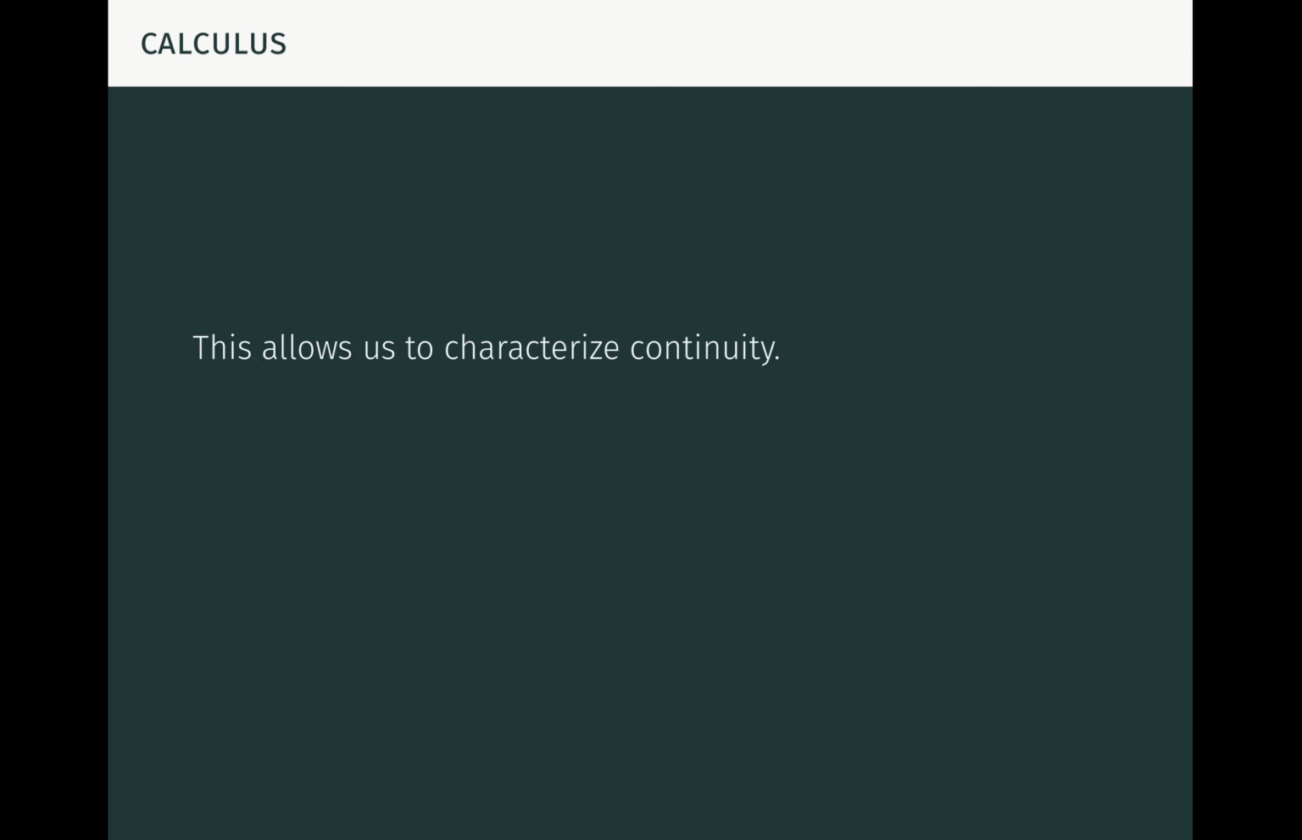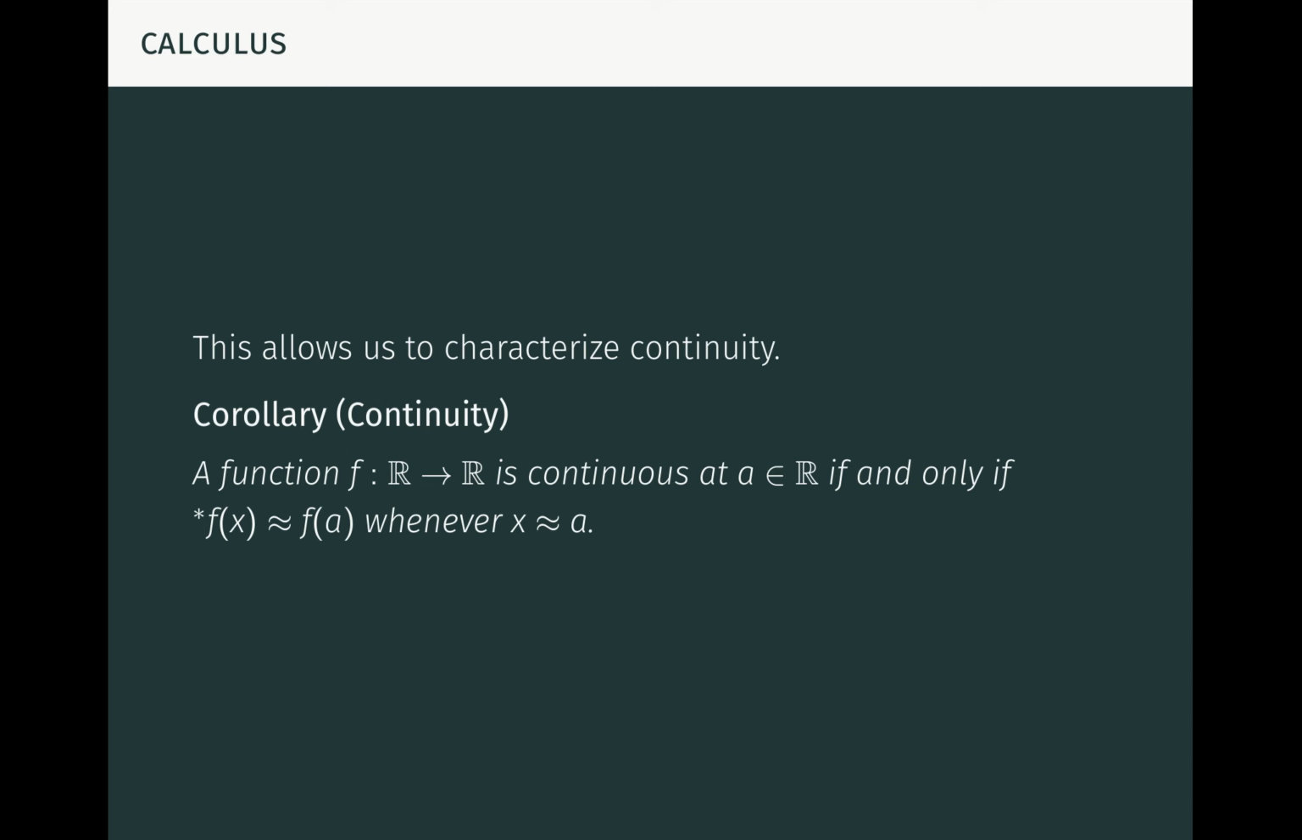We can use this result on functional limits to characterize continuity. A function f on R is continuous at a real number a if and only if star f of x is infinitesimally close to f of a whenever x is infinitesimally close to a. This follows immediately from the limit theorem and again is extremely intuitive. The intuitive notion of continuity is that an infinitesimal change in x results in an infinitesimal change in f of x, and that's exactly what this says.